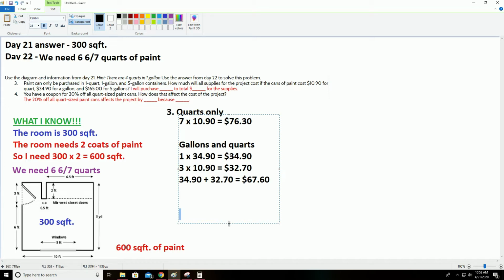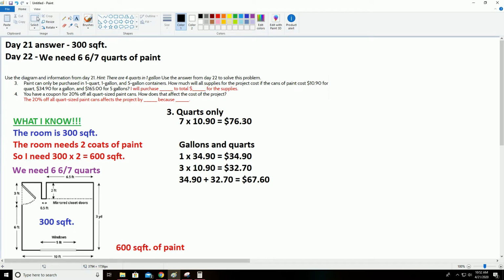So out of these two choices, when we look at these, what's going to be our cheaper option? I think you can easily see here that the gallons and the quarts is going to be the cheapest option. This is something you can really do when you're going to purchase paint at the store. You can compare prices looking at a smaller quantity versus a bigger quantity. So this is how much it's going to cost you for 1 gallon and 3 quarts. Okay, versus quarts only. And if you buy 7 of these, it's going to cost you $76.30.